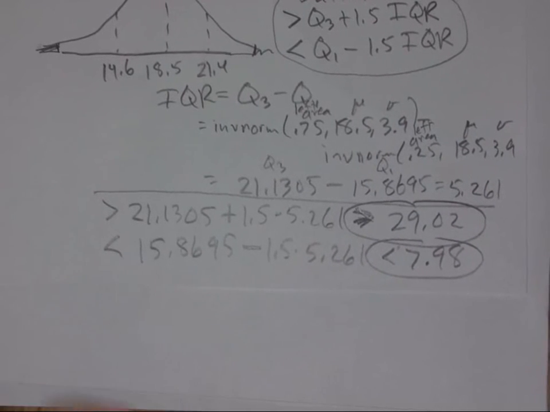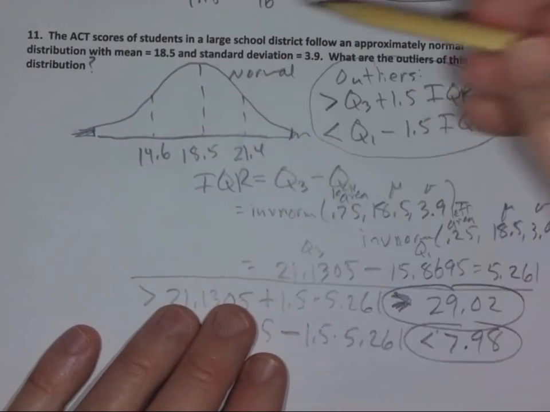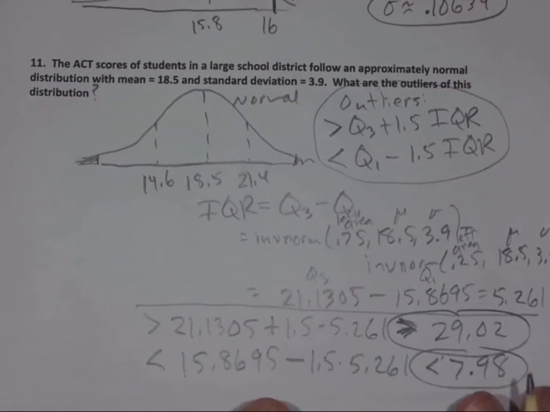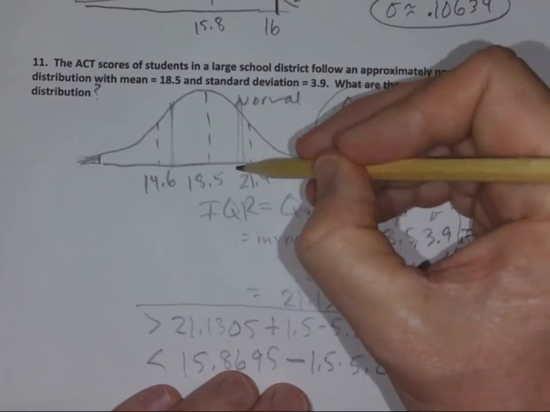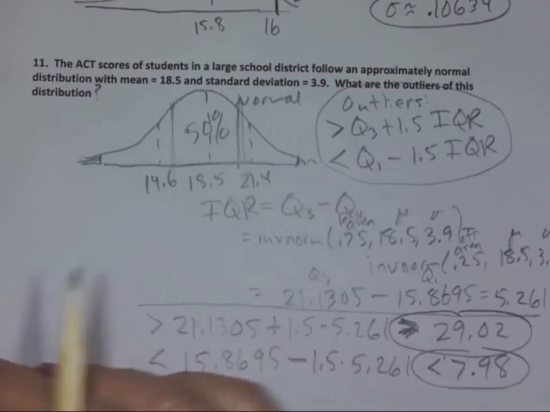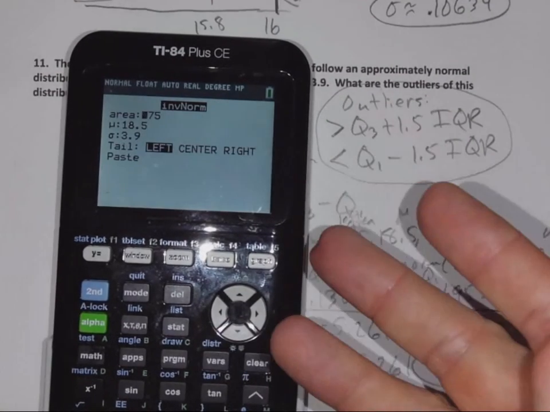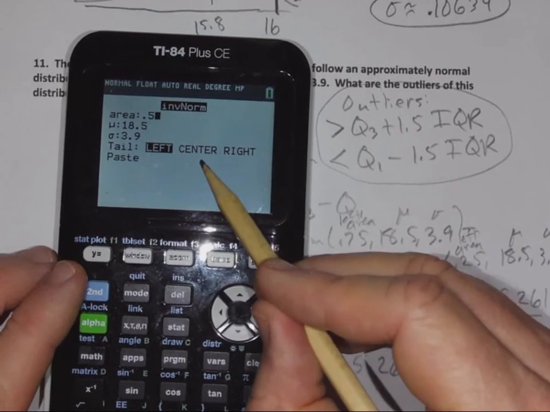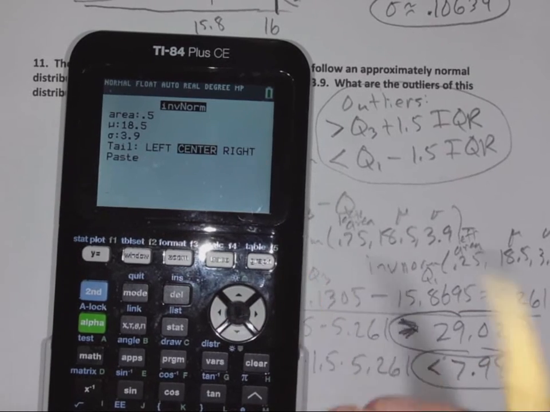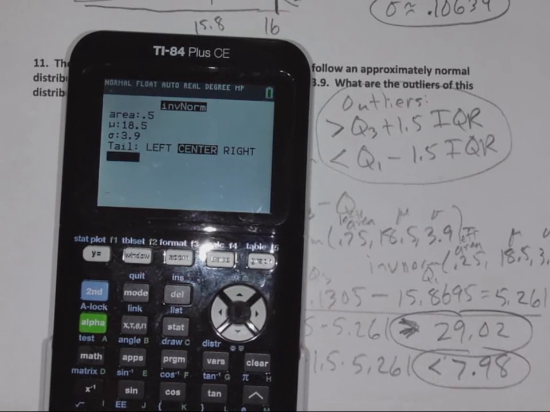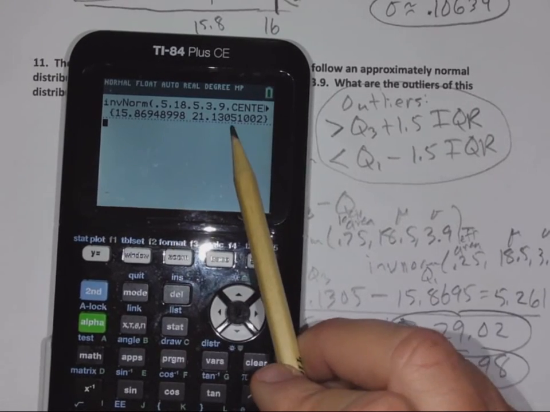Another quick thing you could do is realize that in regards to the interquartile range, the center area is going to be 50%. So what you could do is inverse norm with, if you have this option on your calculator, 0.5 and use the center area. It'll give you the interval that contains the middle 50%. That's just a quick way to get your Q3 and your Q1.